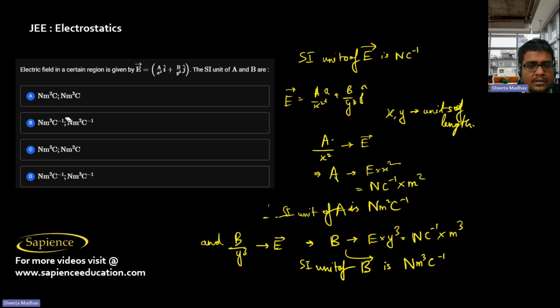It is asked to find the SI unit of A and B. The SI unit of A is Newton meter square per coulomb, and the unit of B is Newton meter cube per coulomb. So option B is the answer.